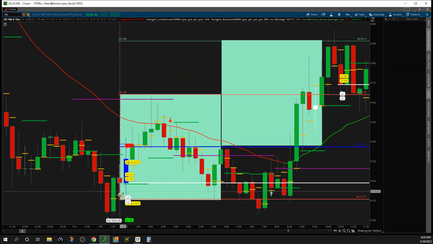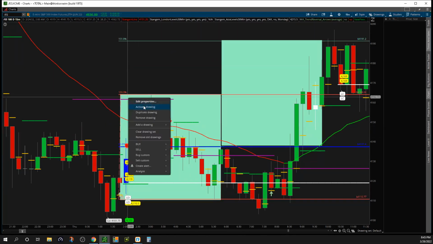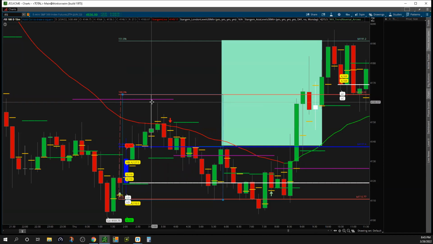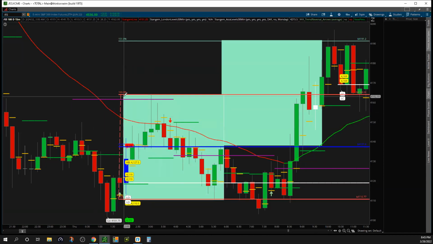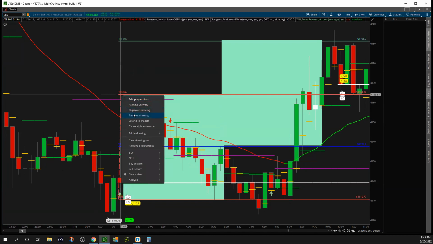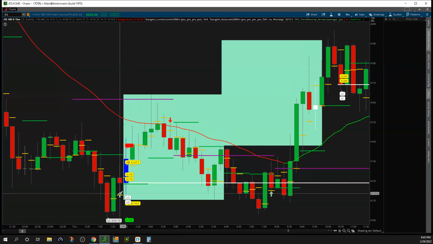Look, reversal script arrow. Here, let me move this over. Move the fibs. Right here. Look, low, high, halfback. At time. London open.